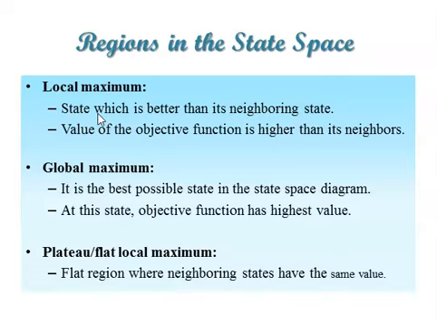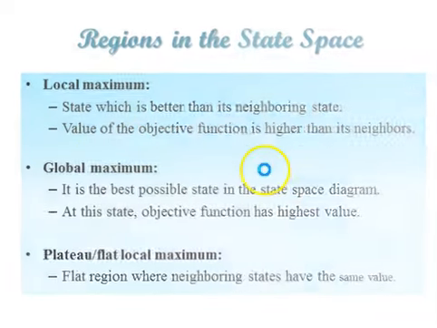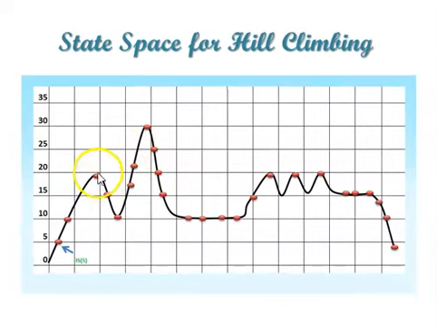We have seen in the figure, suppose this be our hill, then if this is our current state, then all the neighboring states, let it be here or here or here, all are having a lower value when we compare that with the current value. Such a point is known as a maximum.